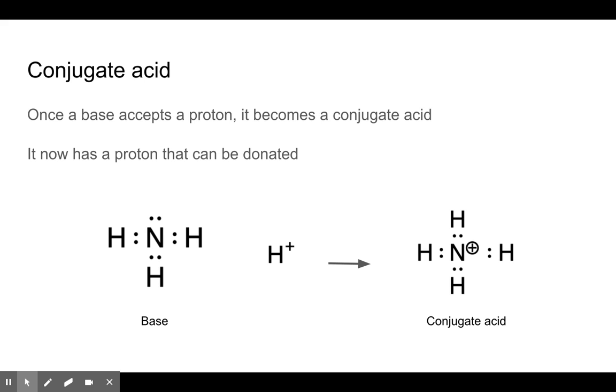And that's essentially the gist of conjugate acids and conjugate bases. During a neutralization reaction, one turns into the other. And that helps explain what's going on with acid rain, as we'll talk about in a later video.